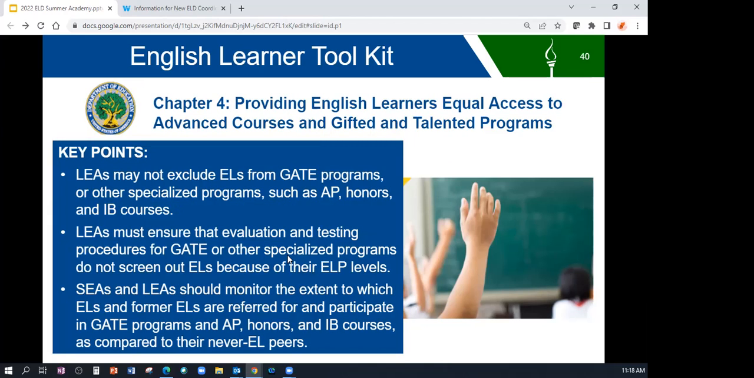So LEAs may not exclude English learners from GATE programs, those gifted programs, or other specialized programs, APs, honors, IBs, any of those. They must also ensure that evaluation and testing for those programs do not screen out ELs because of their proficiency levels. So they have to make accommodations that allow them access to those programs. And we monitor to make sure that former ELs are also referred for and participate in those programs so that they're not left out because they used to be an English language learner.